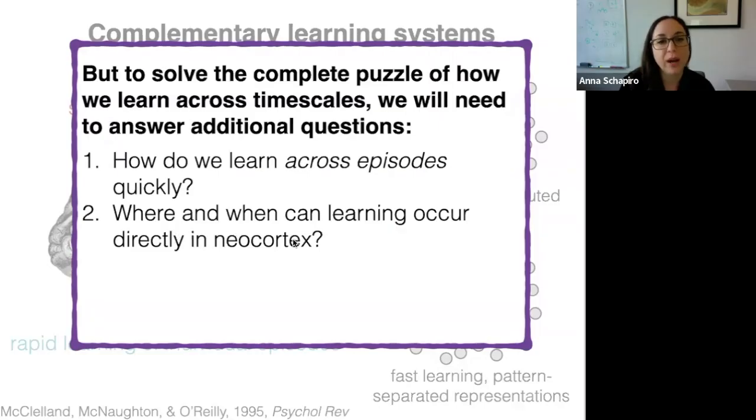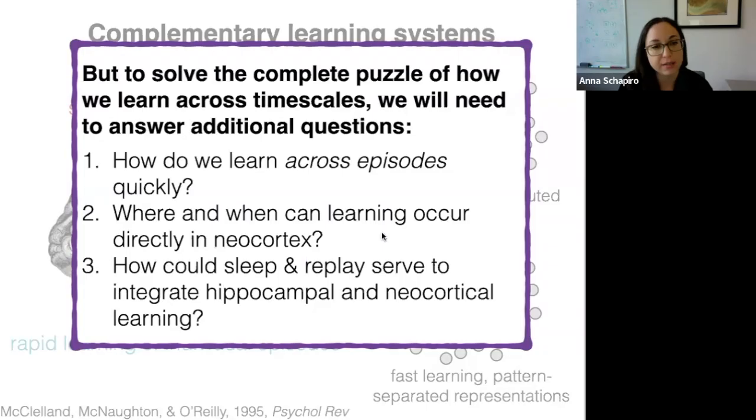Another question is, where and when can learning occur directly in neocortex? What kinds of information have to go through that process of initial hippocampal storage and then offline replay, and what kinds of information can you incorporate directly into neocortex? And then, how might sleep and replay actually serve to integrate hippocampal and neocortical learning? This story wasn't really fleshed out in the original framework, and this is one of the focuses of my lab.